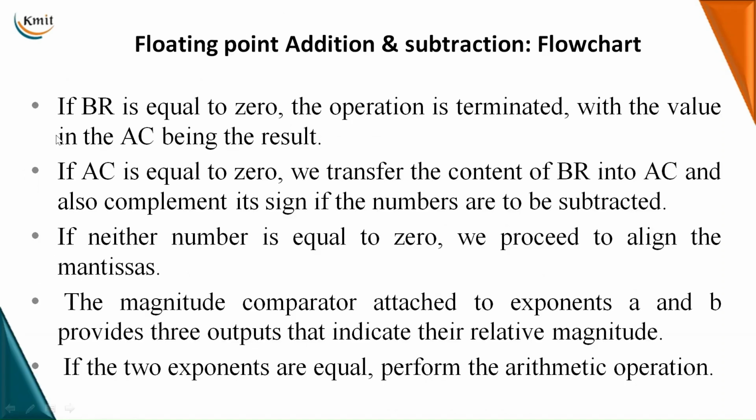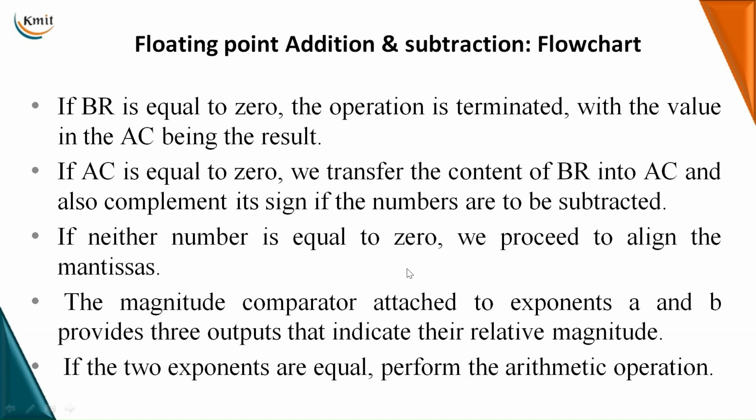The first step is to check for zeros. If the BR value is 0, the operation will be terminated because whatever value is in AC is your actual result. If the AC value is 0, we are going to transfer the BR into AC because whatever is the value of BR will be your result, and we are going to complement the sign if it is a subtraction operation. If it is an addition operation, whatever the positive sign is will be the sign of your result. But in case of a subtraction operation, 0 minus BR, the result should be minus BR, so you have to complement the sign bit to minus. If none of your operands is 0, then we proceed with the next step.